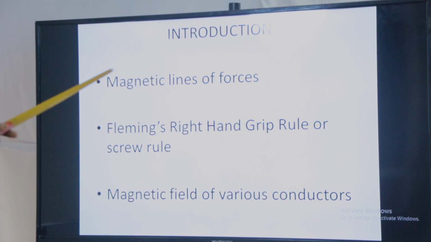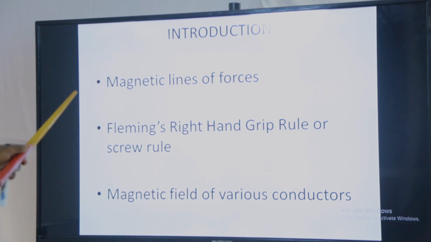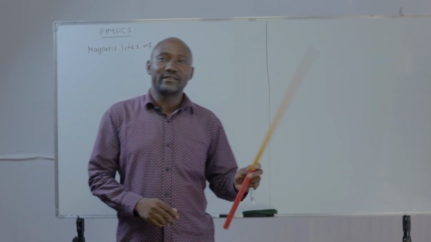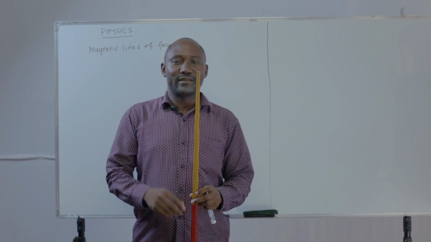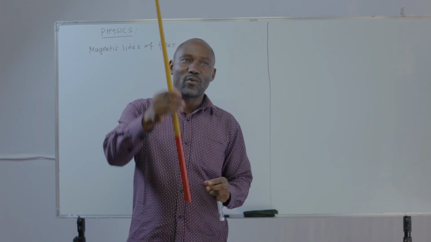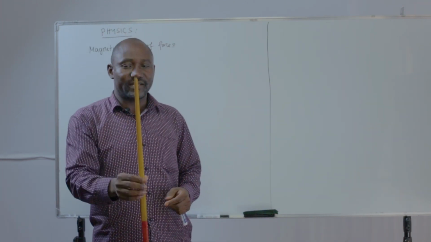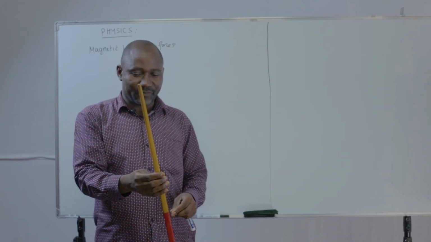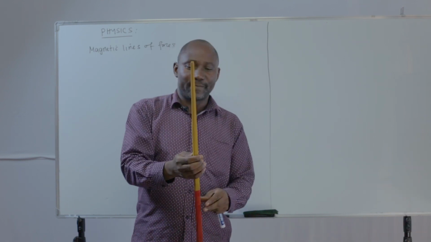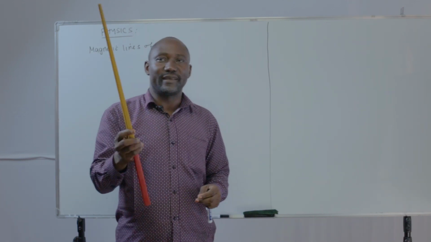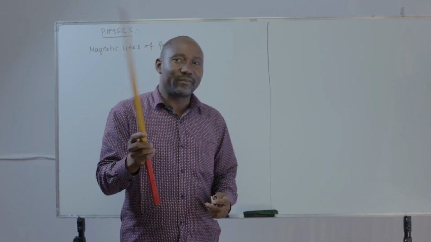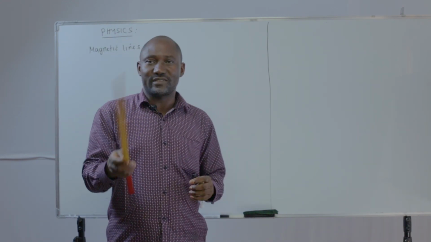When we talk about electromagnetism, we talk about the magnetic lines of force. And we said that a current-carrying conductor generates a magnetic field. If you have a wire which carries current, like this is our conductor, when the current flows through this wire, it will behave as a magnet. And we know by definition that a magnet has magnetic lines of force.